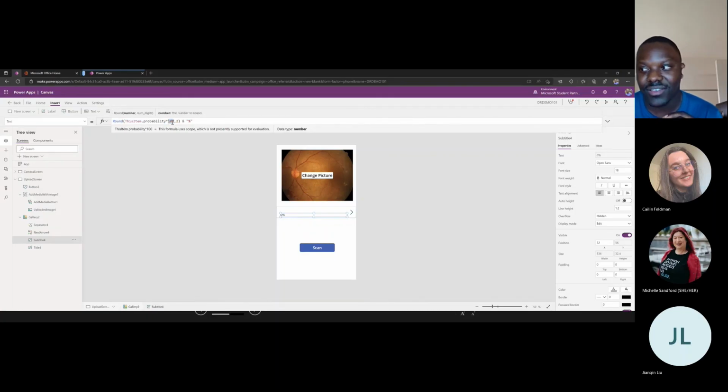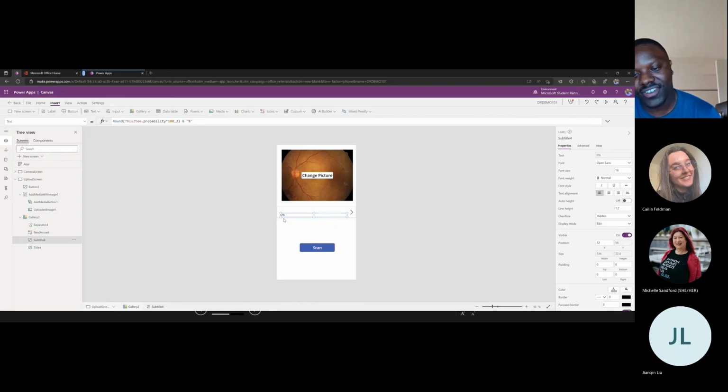But because it likely has more decimal places, maybe 0.5048 something, we just want two decimal places, so we round that off. After that, we use the ampersand to concatenate and add a percentage sign. So it's essentially just the number with a percentage at the end. When we do that, we have a display of 0%, because we haven't run anything.